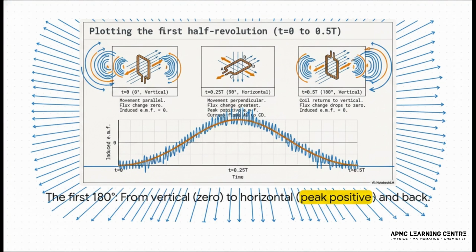At 0 degrees, the coil's vertical, so it's moving parallel to the field, right? The voltage is 0. As it rotates to 90 degrees, it goes horizontal, cutting those field lines at the maximum rate, and bam, we hit a peak positive voltage.